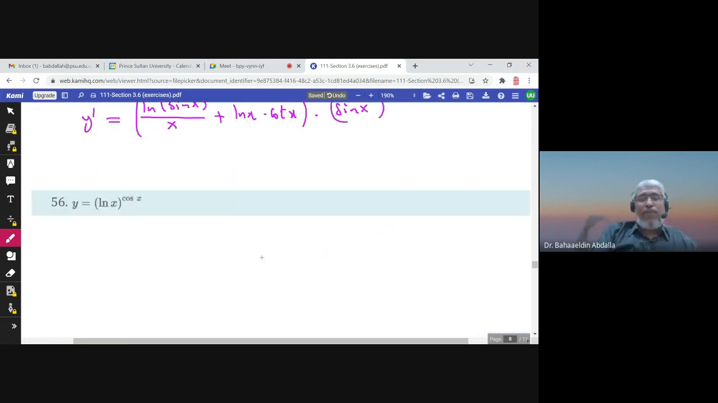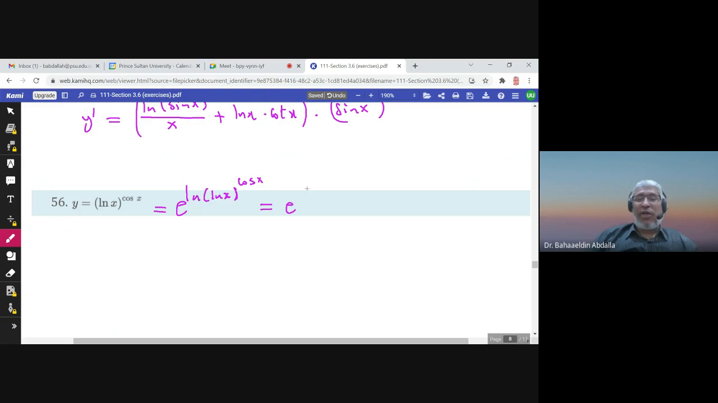Let me solve this using the other method. So I can write it as e to the power ln of the function, ln x to the power cosine x. You can cancel e with ln and go back to the function. All right, and now I can write it.